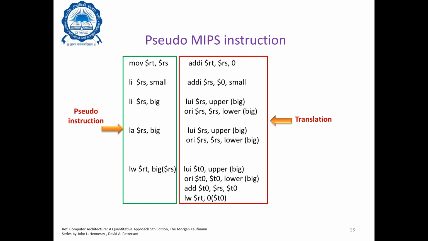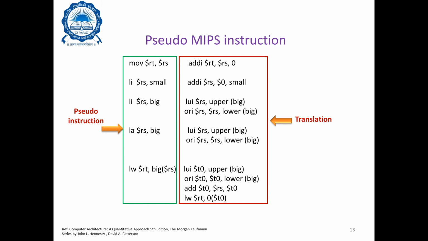Let's go to the next example, which is LA $RS, big, which is load address a 32-bit number into RS. Again we can do the same process. We'll use an LUI followed by ORI. And last is LW $RT, big $RS. Here the upper 16-bit of the 32-bit number is stored in $T0 using LUI. Then it is ORed with the lower 16-bit number and stored back into the same register, which is $T0. Once that is done, then now we have actually loaded the 32-bit number into T0.